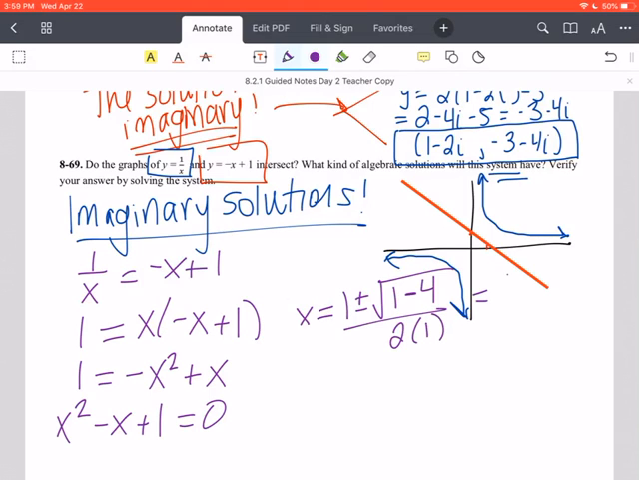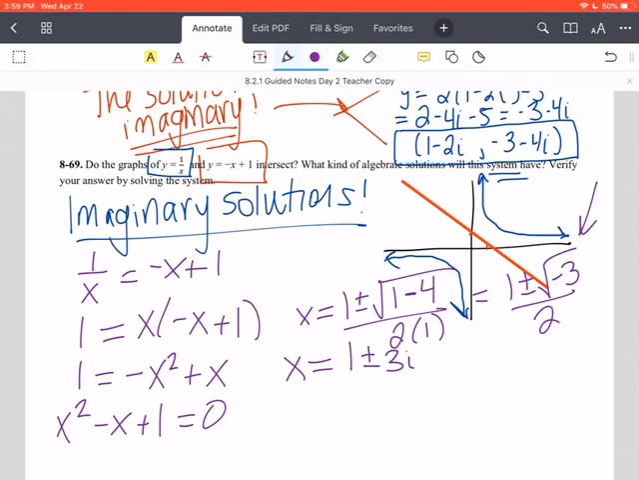So we have 1 plus or minus the square root of negative 3, over 2. So right here is when we know that we have imaginary solutions, because we can't take the square root of a negative number to get a real solution. So be careful how you answer that question from now on. So I have x equals 1 plus or minus 3i.